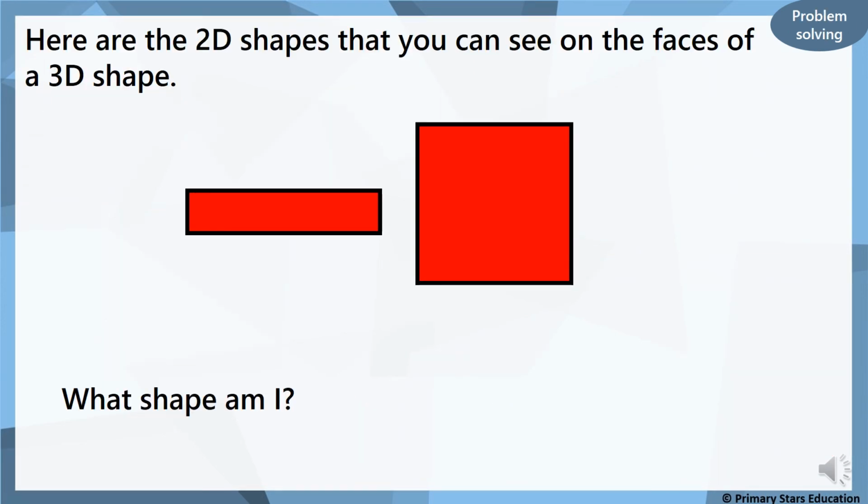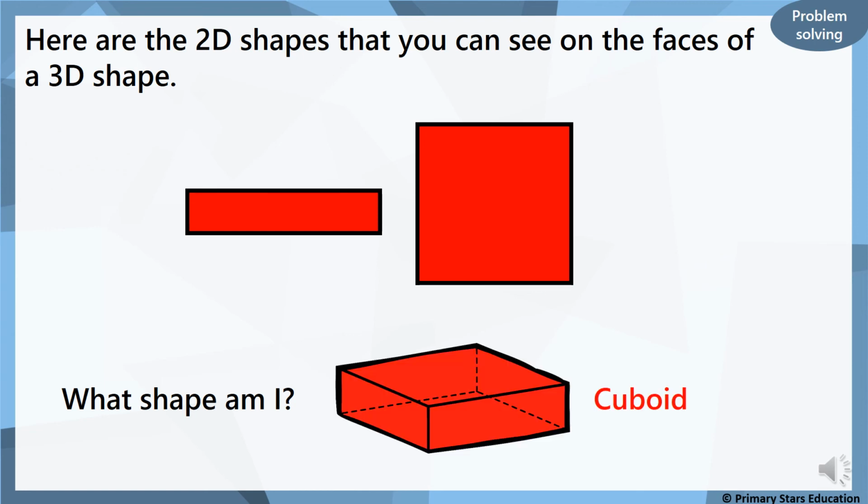Okay, now have a look at these 2D shapes that you can see on the faces of a 3D shape. Have a think in your mind. See if you can picture what shape that's going to be. If you need to, you can pause it now and then come back and check your answer. So what shape is this going to be? We've got a square and we've got a rectangle. If you see those faces on a 3D shape, it is going to be a cuboid, and we saw one of those earlier today.